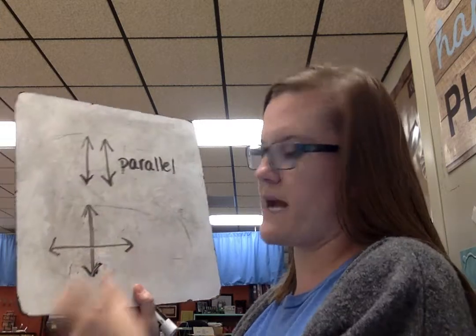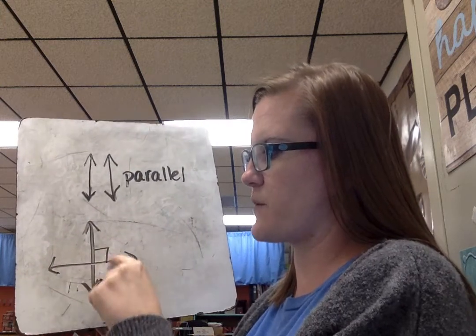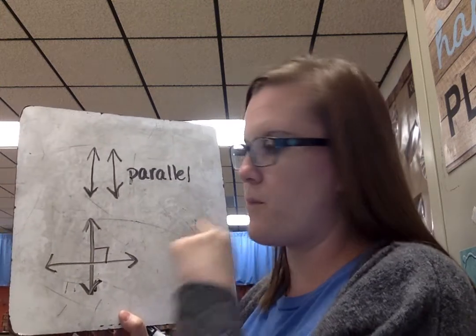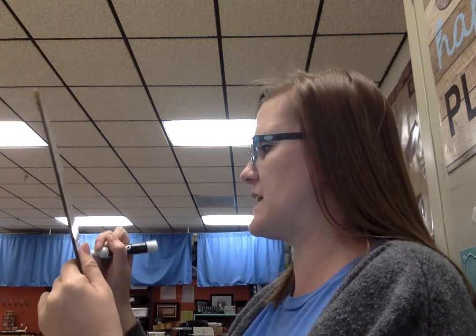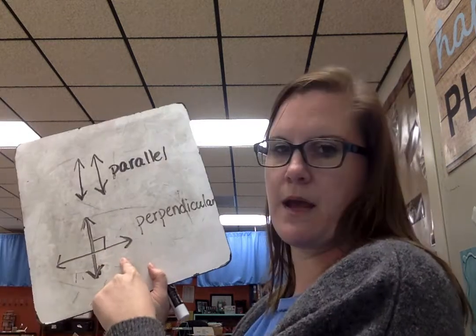Now perpendicular are 2 lines that when they intersect, they're going to make a right angle. So that intersection where these 2 lines cross, we have created a right angle, meaning that it would be perpendicular, if you see that like T. It looks like a letter T in a way. So that would be perpendicular.